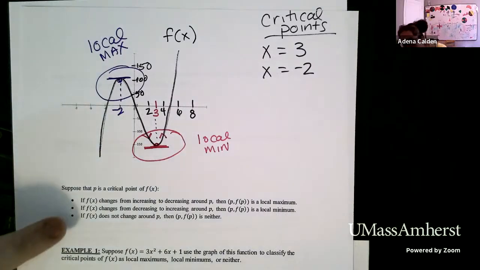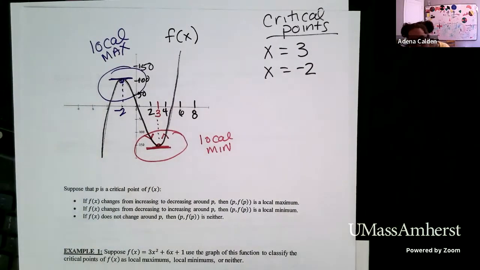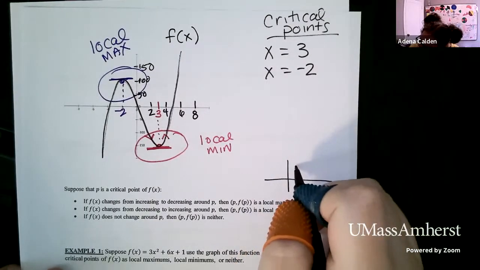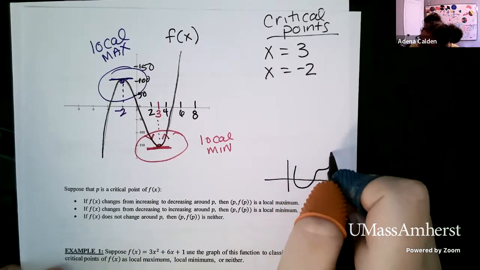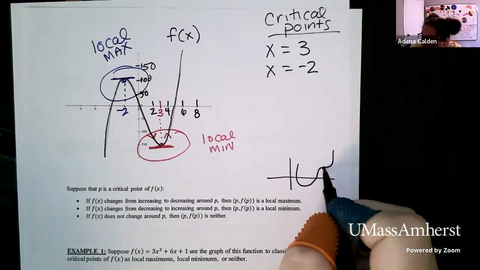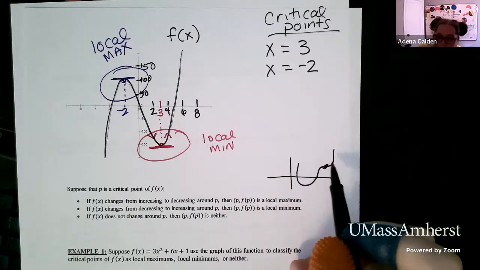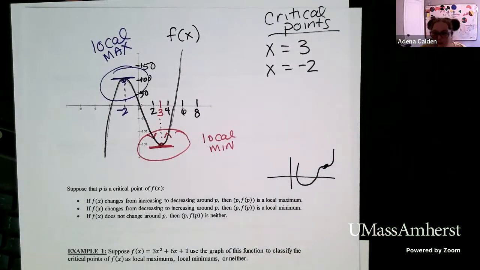We don't have a case that's happening in this particular problem where it's neither, but what you would see in a neither case is something that looks like, you might have a local min and then something like this. So right here, we have a critical point because it flattens out for a minute, but it doesn't create a local max or a local min. It's kind of a weird flat spot. That's what it would look like visually to say neither. That doesn't happen very often.